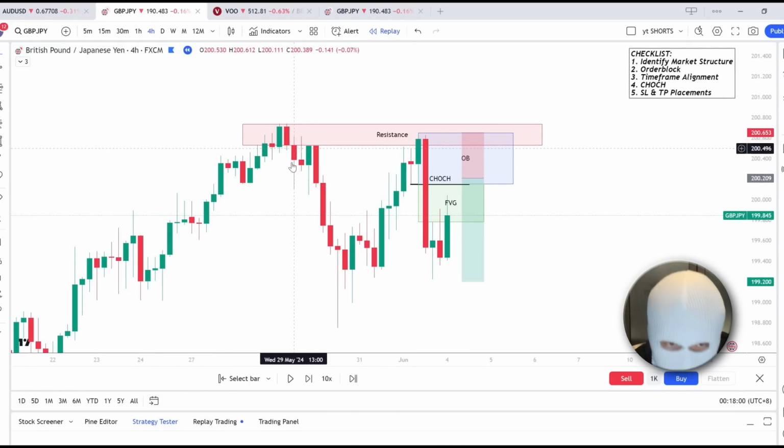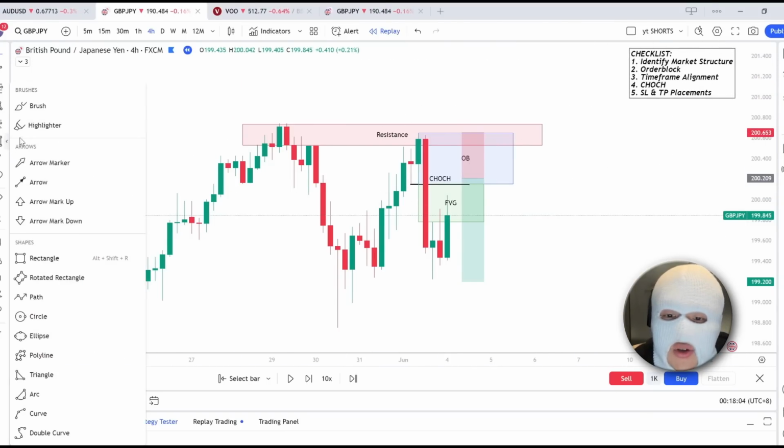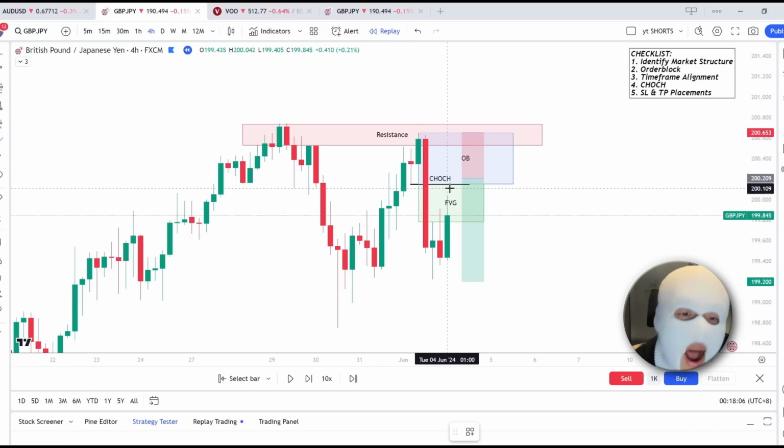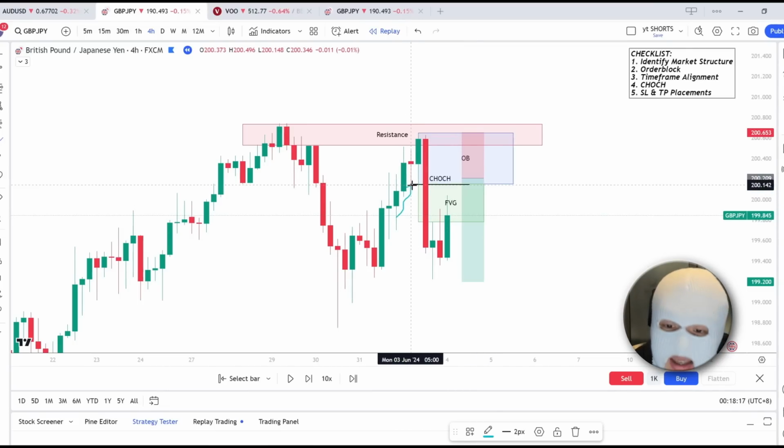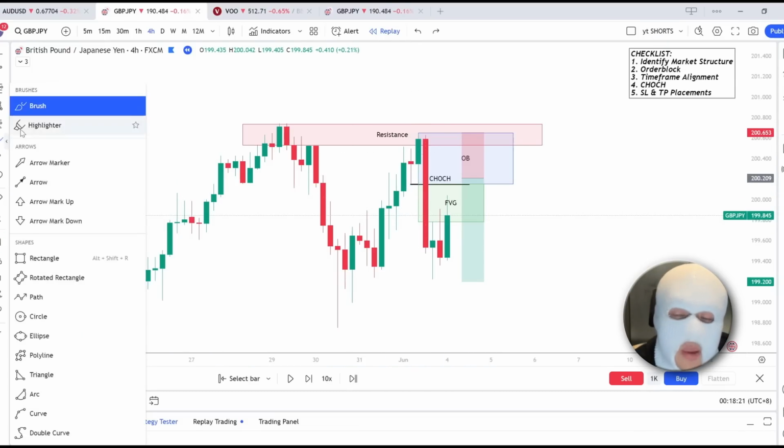Let's go back to step 1. Identify market structure. We can see that price created a bearish change of character after creating new all-time highs as seen over here. This bearish change of character was created because it broke a 4-hour higher low in an uptrend as seen over here. Therefore, we can establish a bearish market trend.